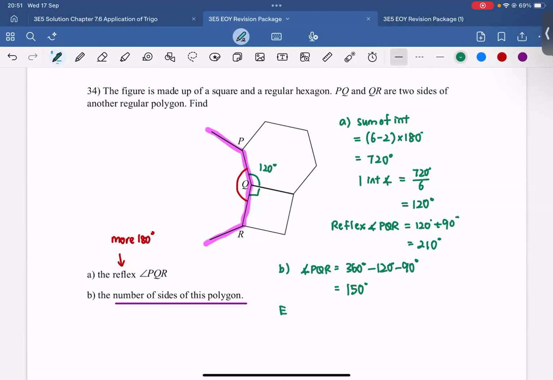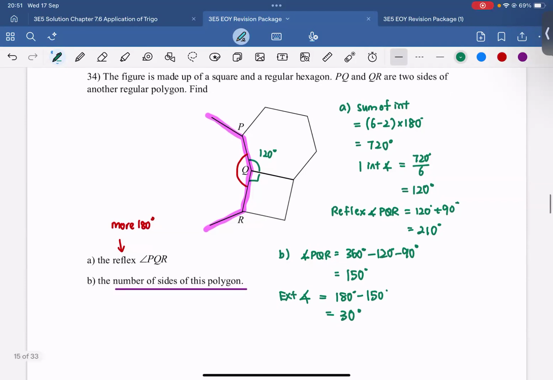So how to find the exterior angle? 180 minus 150. So now I know the exterior angle is 30 degrees. How to find the number of sides? 360 over 30. Yes, correct. 360 degrees divided by 30, which is 12 sides.